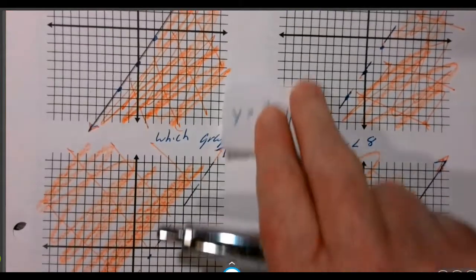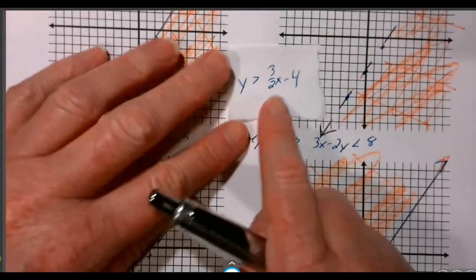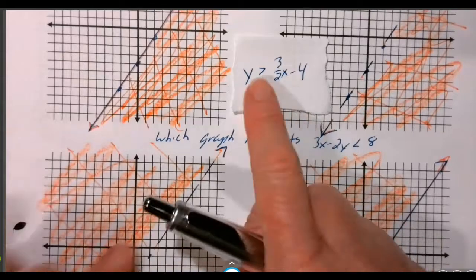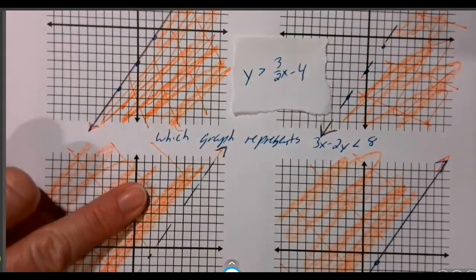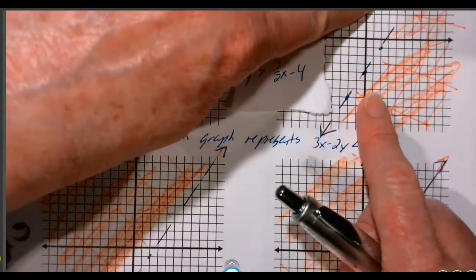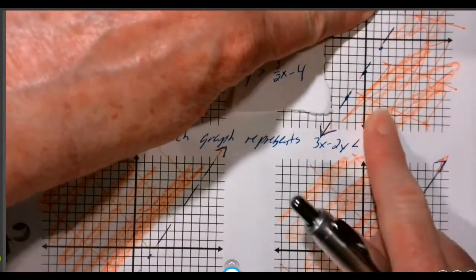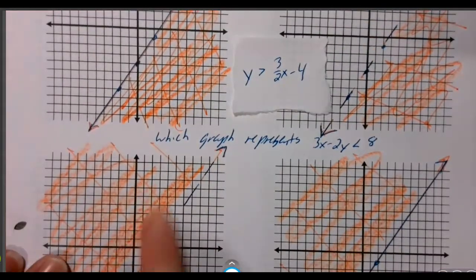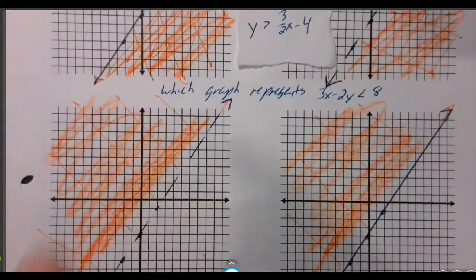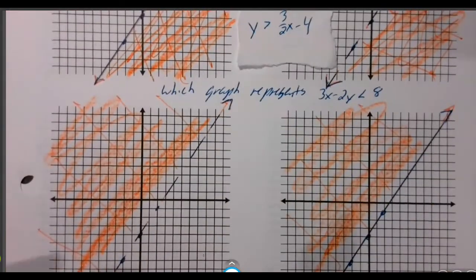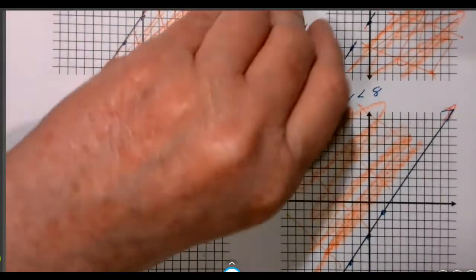Now I'm looking at these 2 right here. This says y is greater than. So where is y greater than shaded? Put your fingers on. Here y is smaller. Here y is bigger. So I'm going to want this one because y is greater than 3/2 x minus 4. So I just wanted to point that out to you.